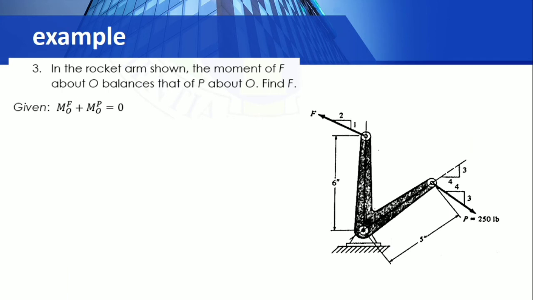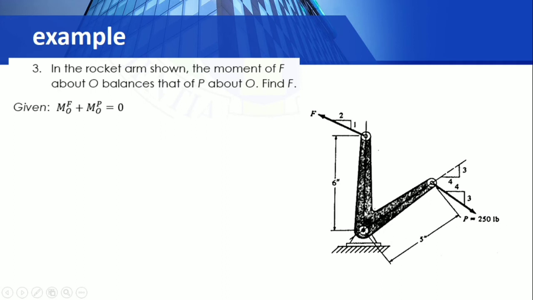Okay, next example. In the rocket arm shown, the moment of F about O balances that of P about O. So find F. So we have a rocket arm. So this is our rocket arm. It says here the moment of F about O balances the force of P, or the moment of P about O.